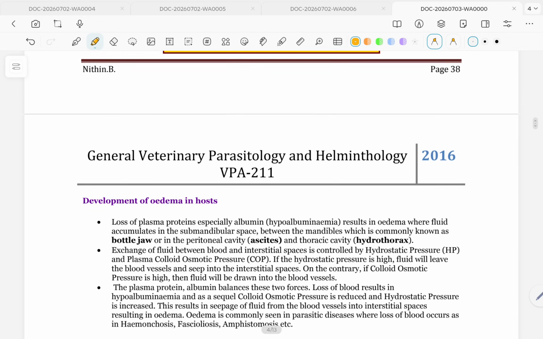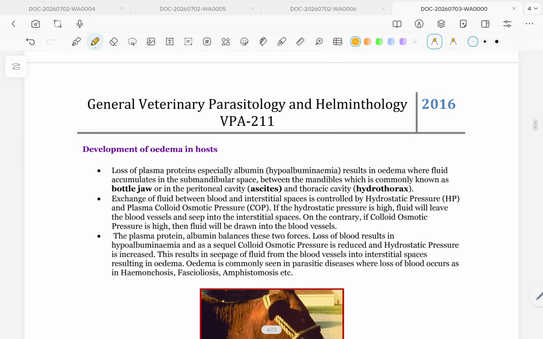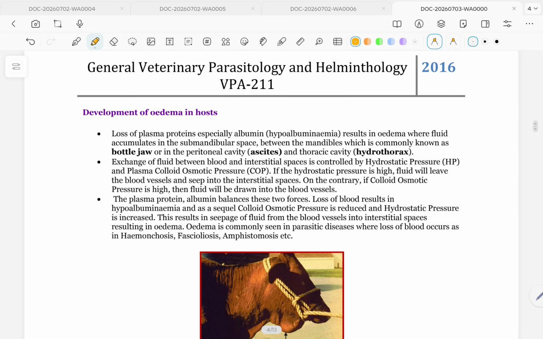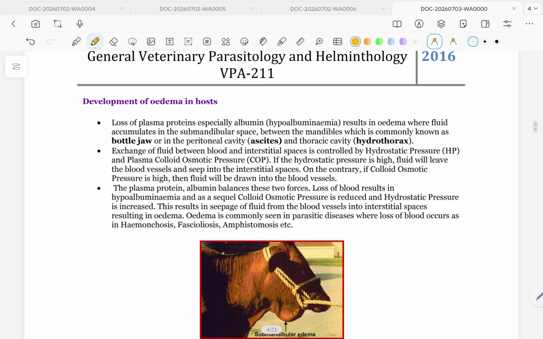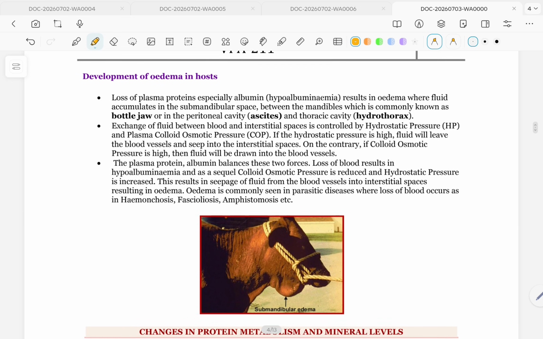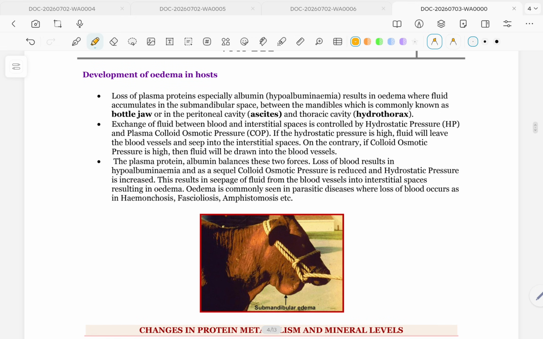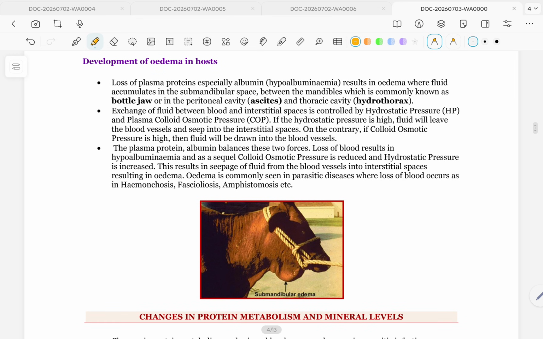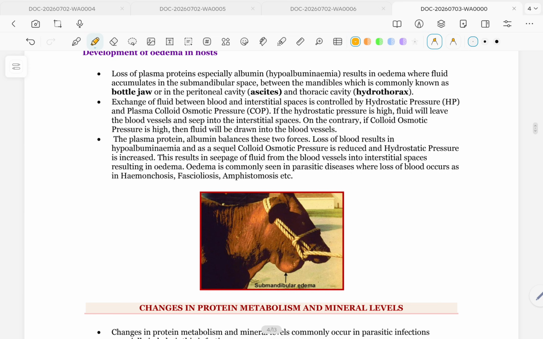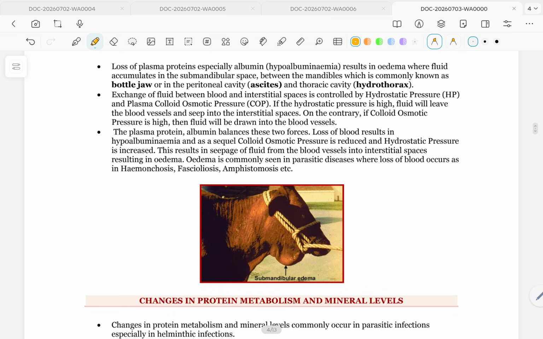Development of edema in host. Loss of plasma protein, especially albumin, hypoalbuminemia, results in edema where fluid accumulates in the submandibular space between the mandible, which is commonly known as bottle jaw, or in the peritoneal cavity, ascites, and thoracic cavity, hydrothorax. Exchange of fluid between blood and interstitial space is controlled by hydrostatic pressure and plasma colloidal osmotic pressure. If the hydrostatic pressure is high, fluid will leave the blood vessels and shift into the interstitial space.